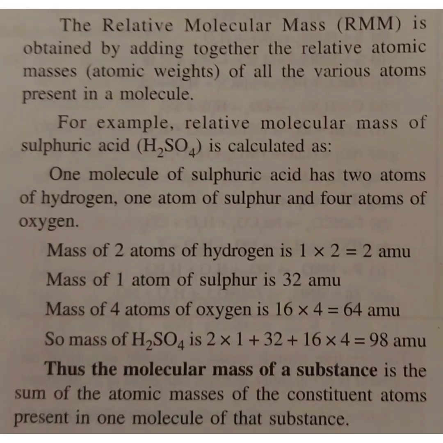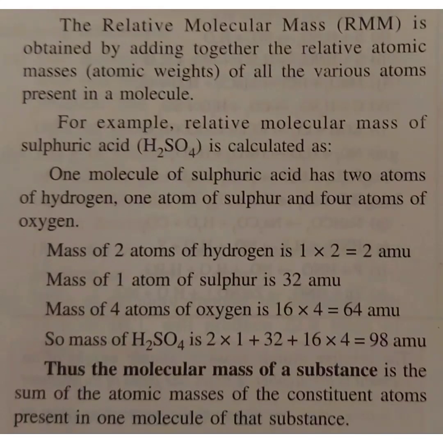Let us just see. The relative molecular mass is obtained by adding together the relative atomic masses or the atomic weights of various atoms. Let's see the example with sulfuric acid as a molecule. One molecule of sulfuric acid has 2 atoms of hydrogen, 1 atom of sulfur and 4 atoms of oxygen, H2SO4. So the mass of 2 atoms of hydrogen: the atomic weight of hydrogen is 1, so 1 into 2 gives you 2 atomic mass units.